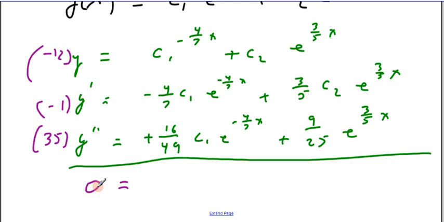Oh, I know why I don't have 0, because I put in the wrong numbers. I will do it again. Minus 12 plus 4 divided by 7 plus 35 times 16 divided by 49. I put in 19 divided by 49, and that's my problem. Okay, so I have 0. Boom, boom, boom, they go away.